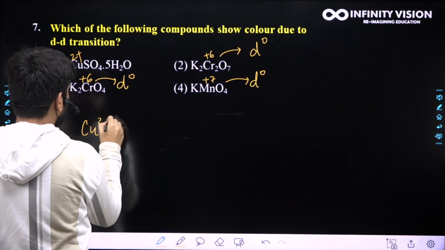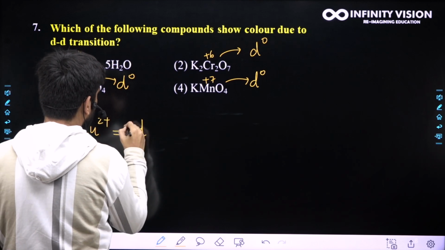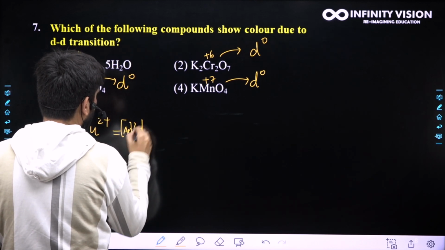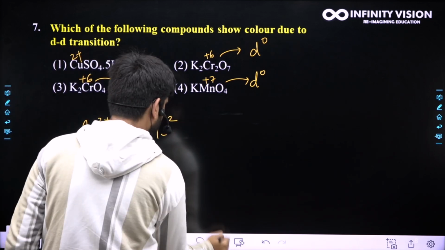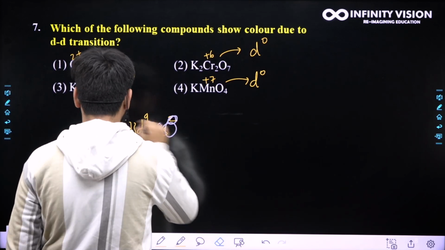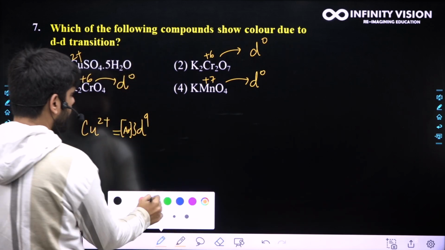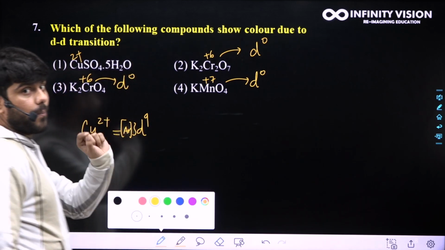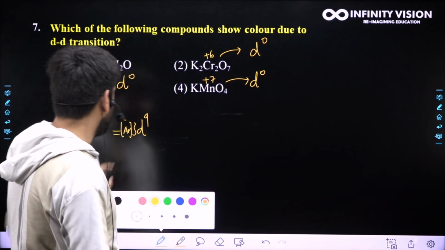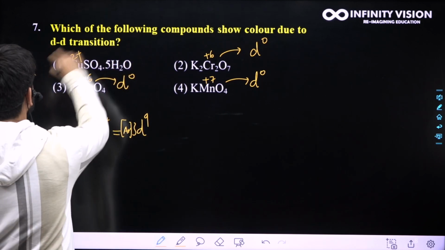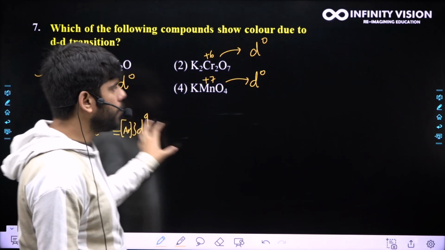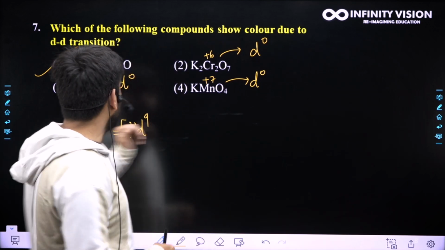So regarding CuSO4, we have the cupric ion, Cu2+, the configuration is argon 3d9 4s2. Sorry, this is copper, so it is Cu2+, so we have 3d9. Now we have one unpaired electron over here, right? So that is capable of undergoing d-d transition. So yes, A is the right answer. I hope this is clear to you. Let us move to the next question.